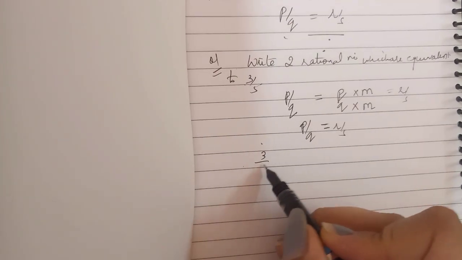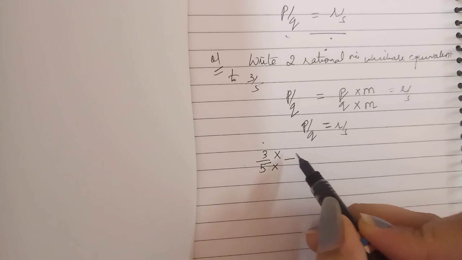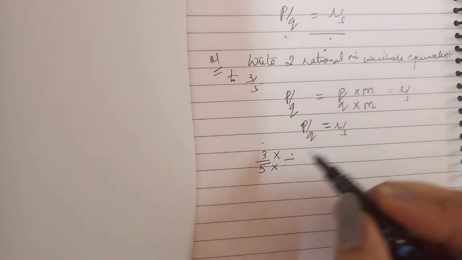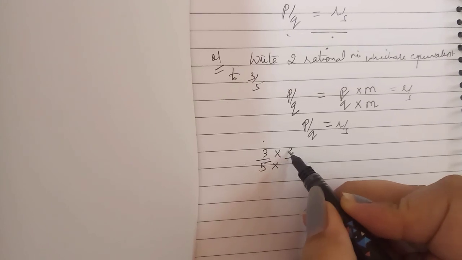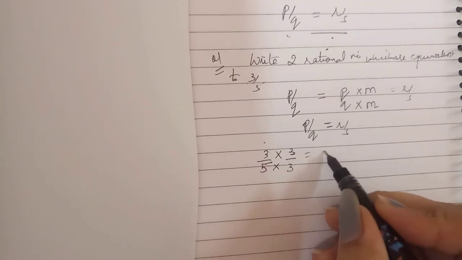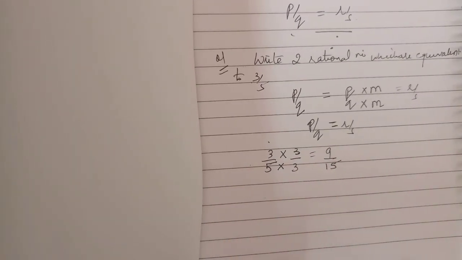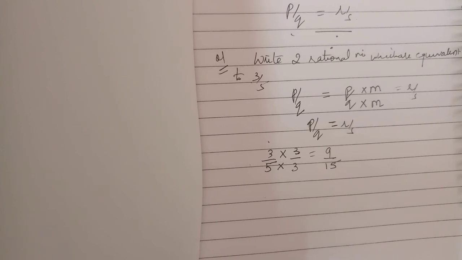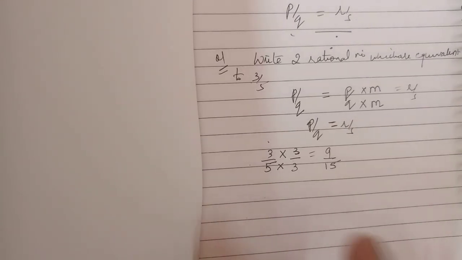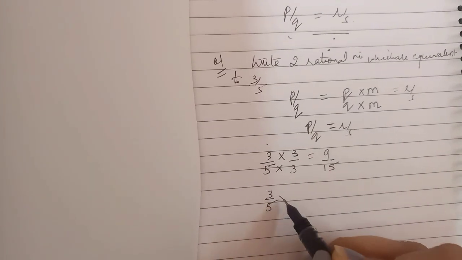I am taking the number 3 by 5. I will multiply some number in the numerator and the same number in the denominator. Let us take the number 3. I will also multiply the same number in the denominator, that will be 9 by 15. It is not necessary that I take a positive number only. I can take a negative number also, but you have to convert into standard form. Likewise, I can take another number also.